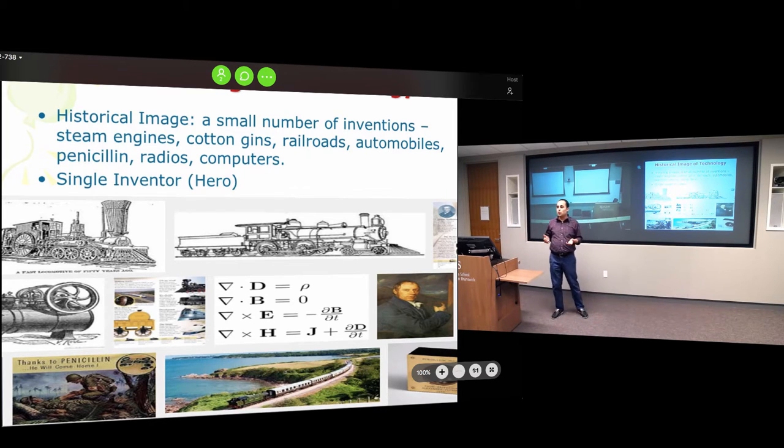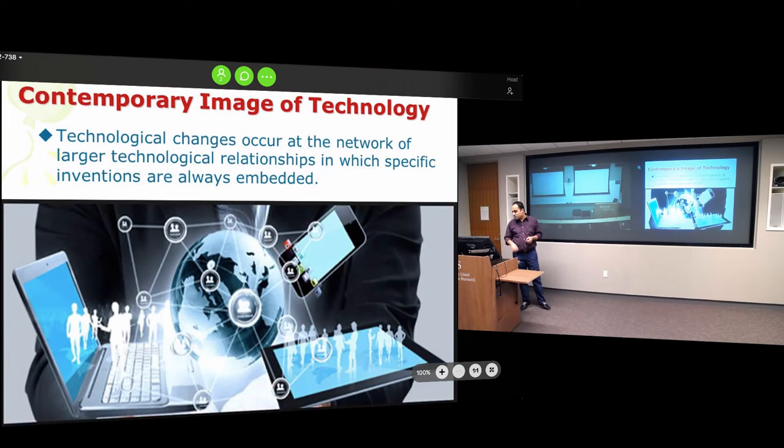But when we think in a more complex way, we will see this is not always the case, because we should shift our perspective from the historical image to the contemporary image. The contemporary image of technology sees technology and technological change as occurring in networks of larger technological relationships in which specific inventions are always embedded.